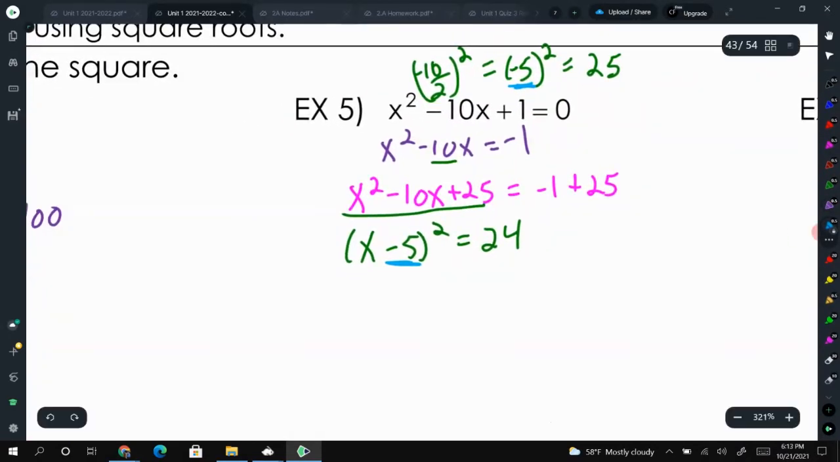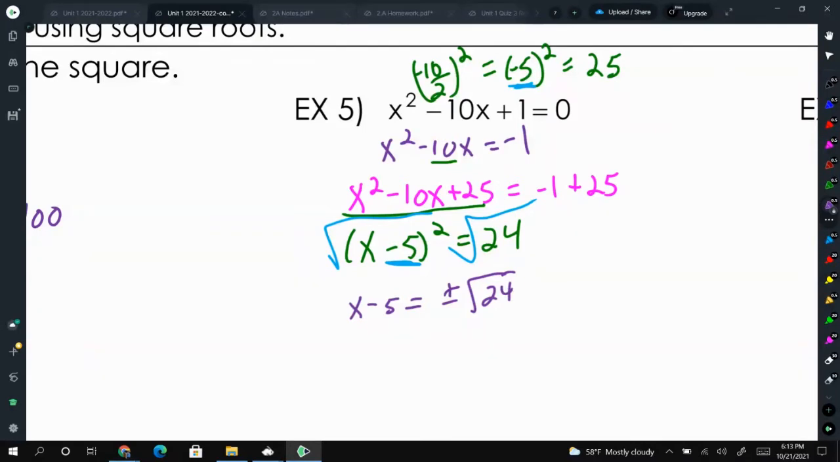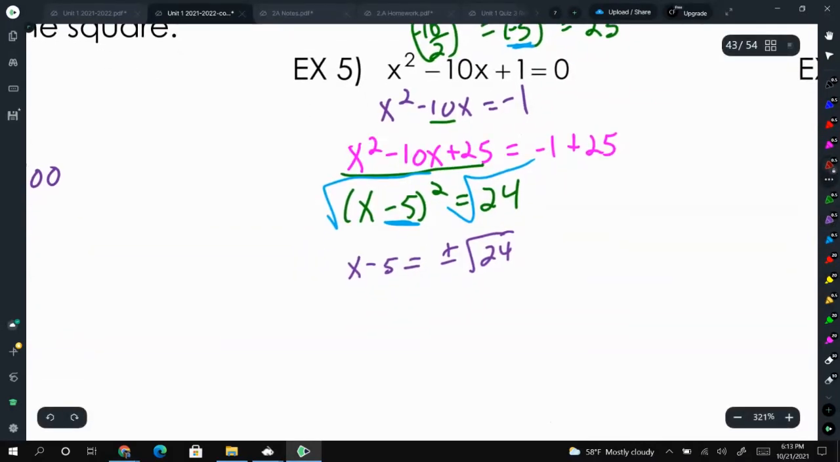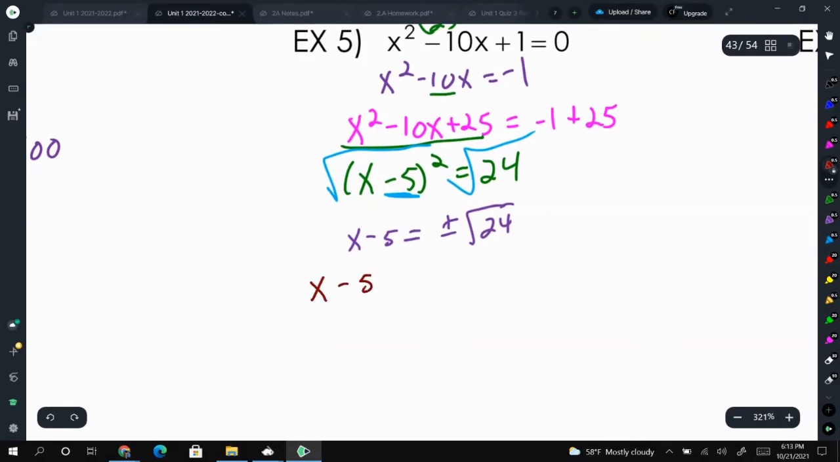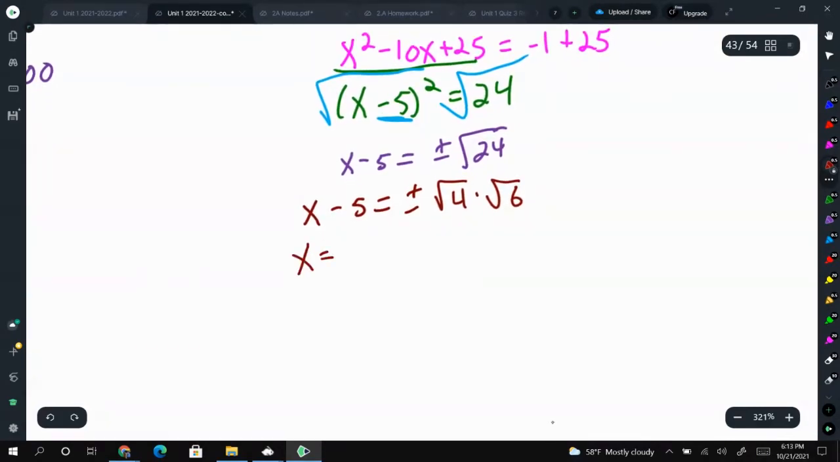So x minus 5 squared equals 24. Square root both sides. We get x minus 5 equals plus or minus the square root of 24. So we need to simplify the square root of 24. When we simplify the square root of 24, we get 6 times 4. Actually, I'm going to write that in reverse. 4 times 6. And then we can simplify the square root of 4. And we can add 5 to both sides if we want. So x equals 5 plus or minus 2 times the square root of 6. And that would be your final answer.